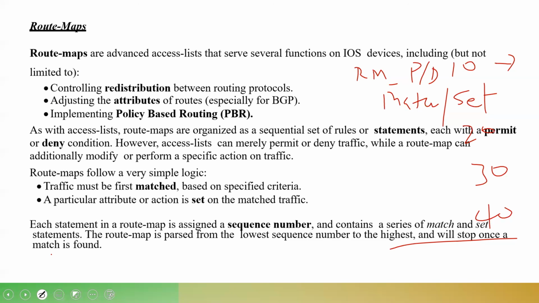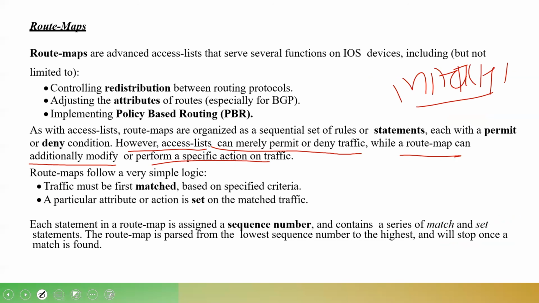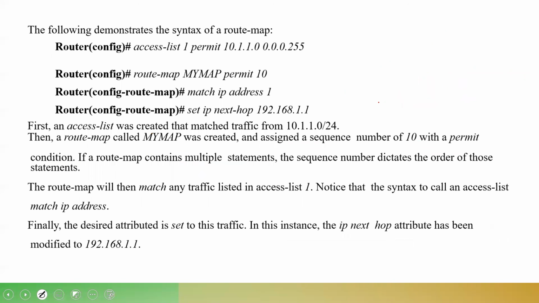Okay, so let me quickly highlight that line here. You can see, however, ACLs can merely permit or deny, while route map can additionally modify. It's telling that I'm matching one condition related to ACL. Now, if you are doing some permit deny inside the ACL, again, you can modify that inside the route map. So the statement that we have inside the ACLs, we can also change here. Okay. So route map is actually easy.